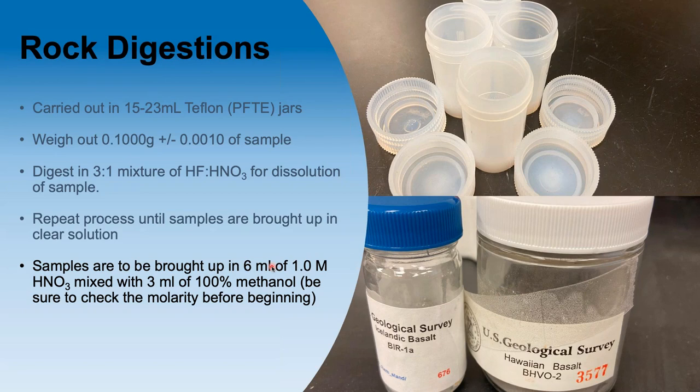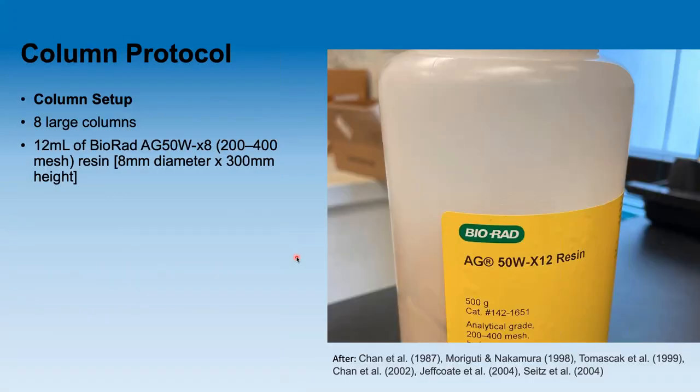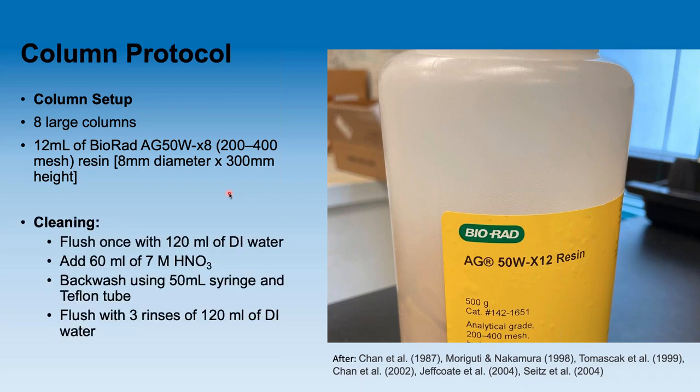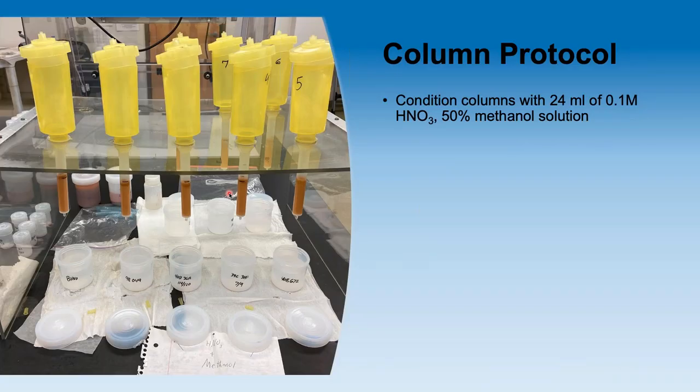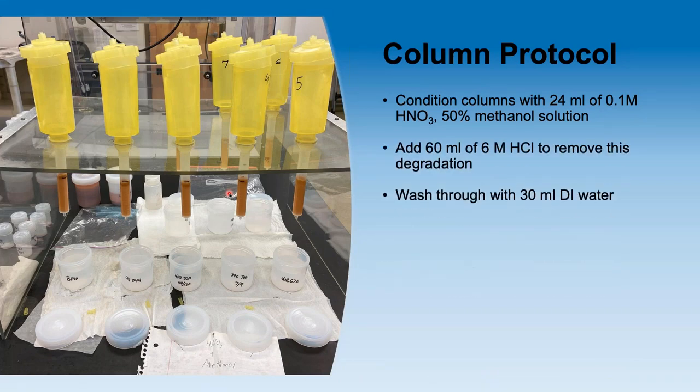And so this is the beginning of our separation. Molarities here matter very much, so be careful and make sure that your molarities are good. There's a few references for that if you need them. They're down here, and I'm happy to share them. Then we send them through a column. This is our Bio-Rad resin. We drop it through the column and we flush it. Then we add 7 molar nitric, backwash, flush, rinse, flush. We do a whole lot of different things, and we condition the columns, making sure that we get everything out, everything through.